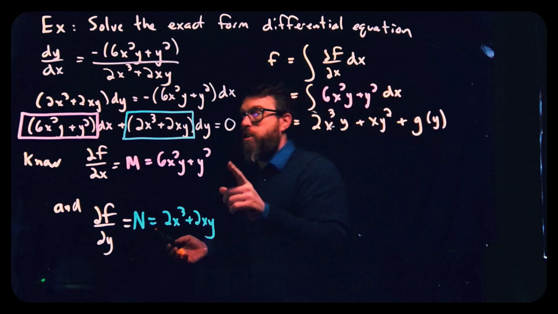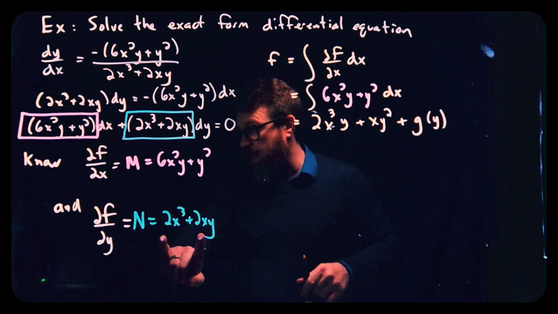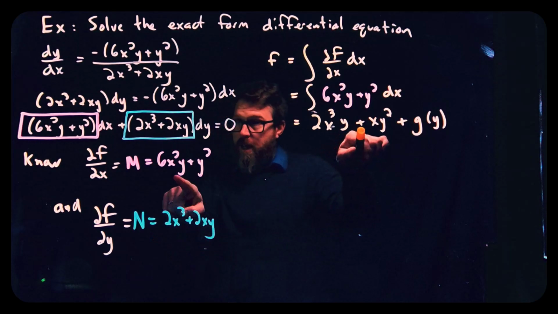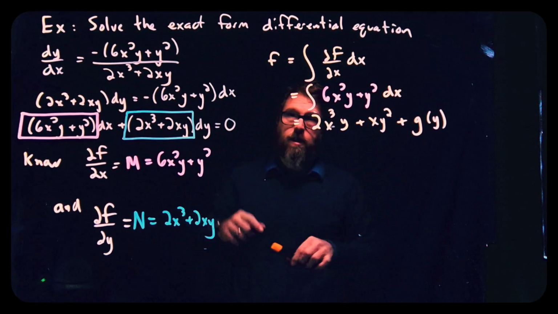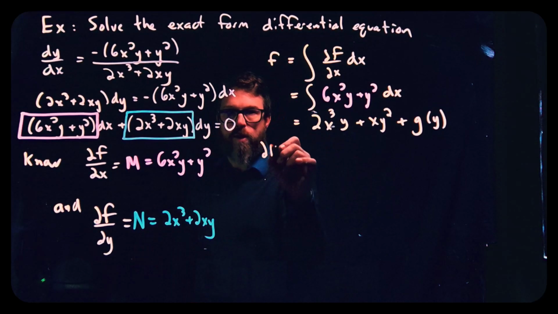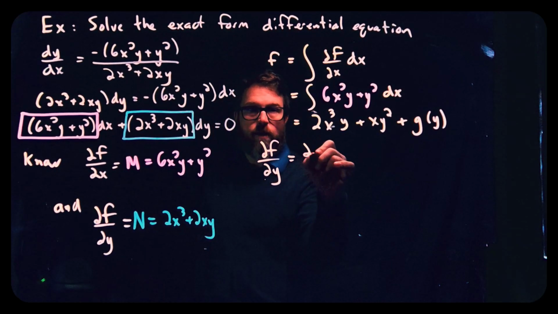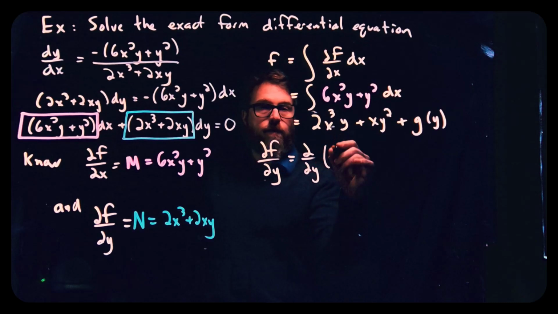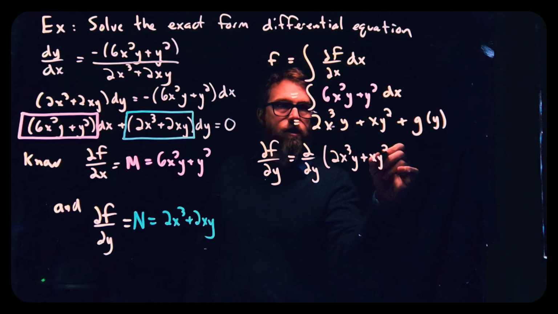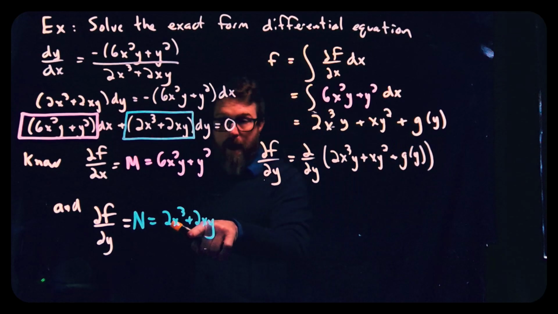But remember that this function also has the property that the derivative with respect to y better also be this other thing. It has to satisfy both. All I've done so far is satisfy this one. It also has to satisfy this one. So I'm now going to take this function's derivative with respect to y. If I take the derivative of f with respect to y, I'm going to take the derivative with respect to y of 2x cubed y plus xy squared plus g of y. Remember, it better match this.